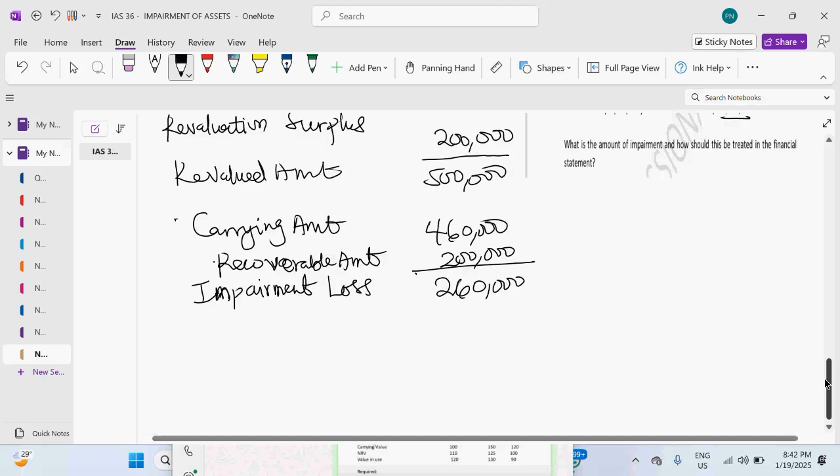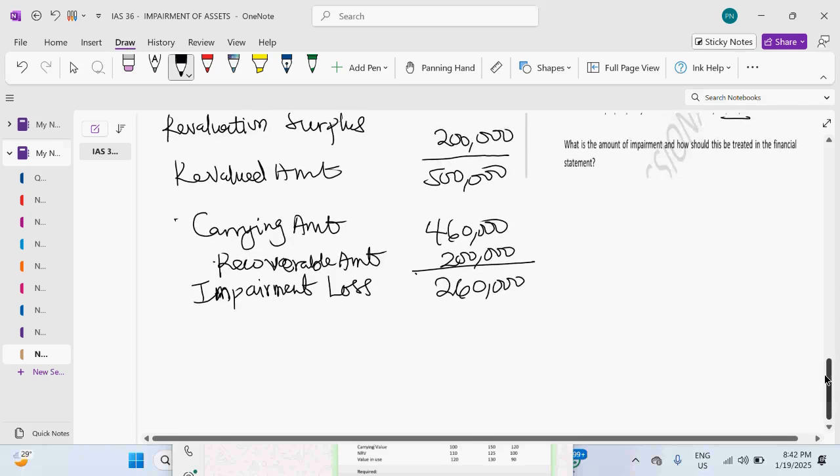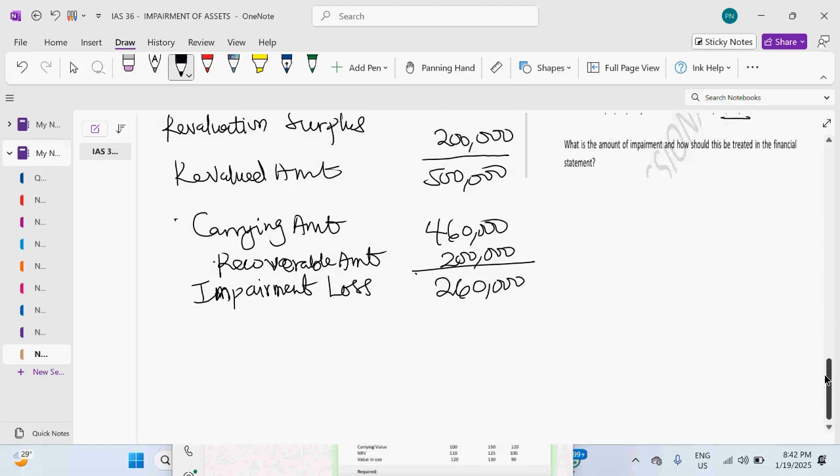So what is the amount of the impairment and how would this be treated in the financial statement? How do we treat it in the financial statement? At the balance sheet side, you subtract it from the net book value, the carrying amount. Okay. So in terms of debit and credit, what should we do?